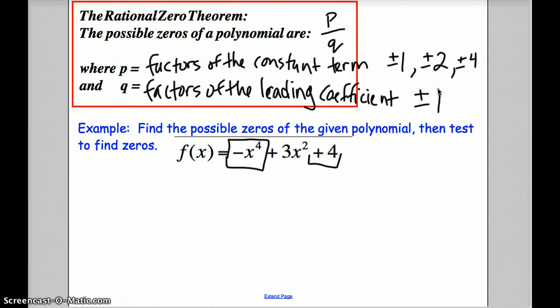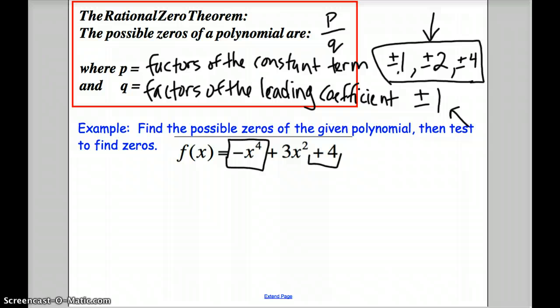In dividing these, so all these possible answers for P, all these possible numbers for Q, we basically need to look at all the possibilities for P. Because anything divided by 1 is just its number, anything divided by negative 1 is just its opposite, and we've included all of those in this list. So we have 6 things that we're going to guess and check with. So now, how are we going to guess and check? We're going to guess and check using our handy-dandy synthetic division.